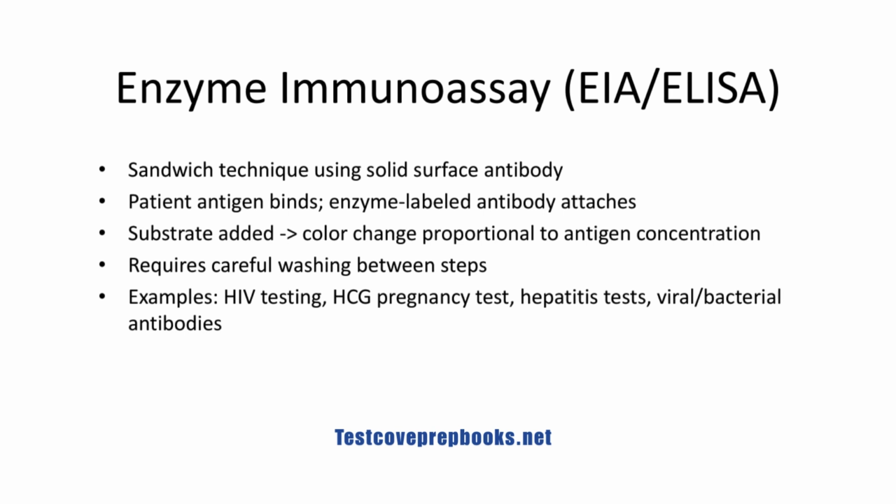Enzyme immunoassay, also called EIA or ELISA. This method uses a sandwich technique. First, antibody is fixed onto a solid surface, such as a bead or a microtiter well. The patient's sample is added, and if antigen is present, it binds to the antibody. Next, an enzyme-labeled antibody is added, forming a sandwich with the antigen in the middle. When substrate is added, the enzyme causes a color change, and the intensity of the color corresponds to the antigen concentration. Proper washing between steps is critical for accuracy.